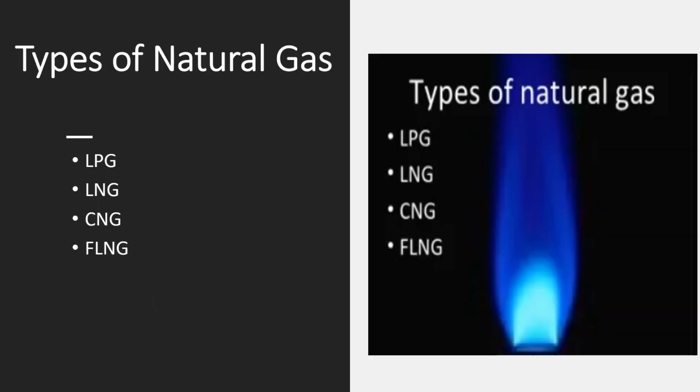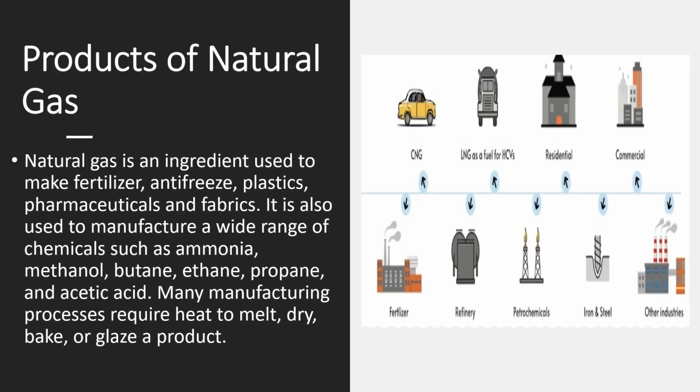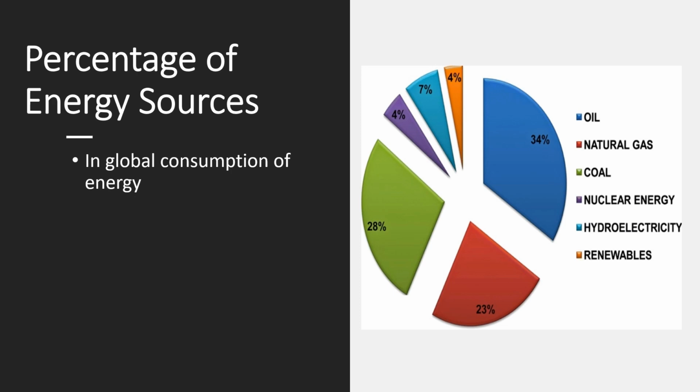Types of natural gas are LPG, LNG, CNG, FLNG. Natural gas is an ingredient used to make fertilizer, antifreeze, plastics, pharmaceuticals, and fabrics. It is also used to manufacture a wide range of chemicals such as ammonia, methanol, butane, ethane, propane, and acetic acid. Many manufacturing processes require heat to melt, dry, bake, or glaze a product. Percentage of energy sources in the globe is shown in the figure.